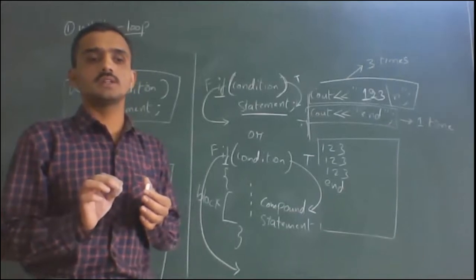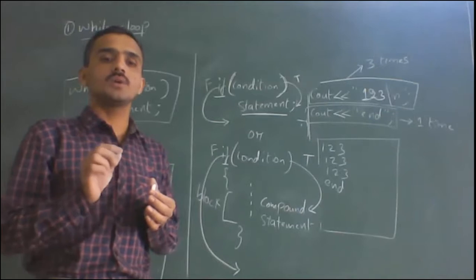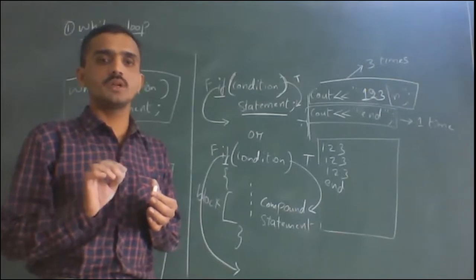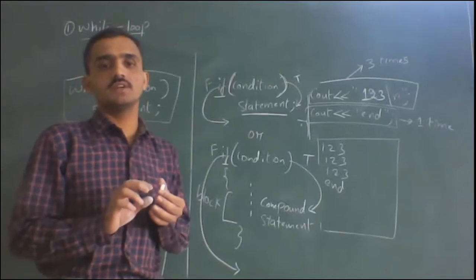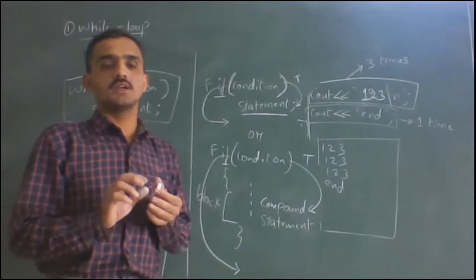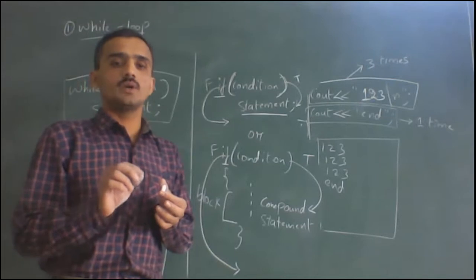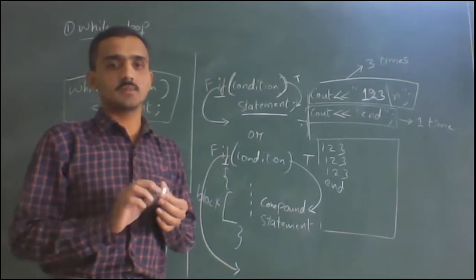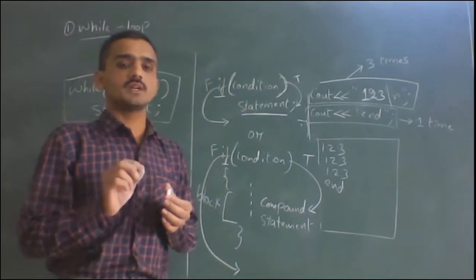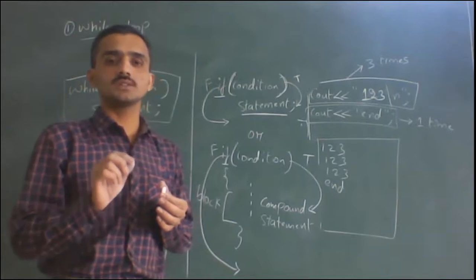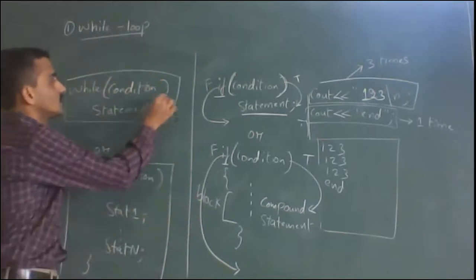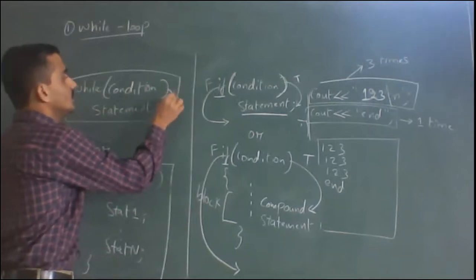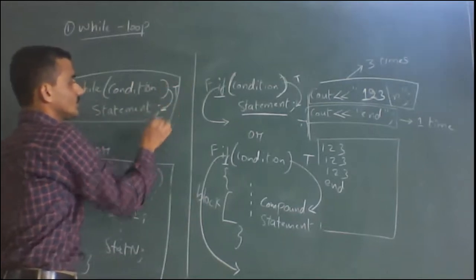Wherever you write the condition, the statements immediately following the condition are executed only if the condition is true. So this applies to all these things: if, nested if, if else, while loop, do while loop, for loop. For all of these it is applied. Wherever you write the condition, the statements immediately following it are executed only when the condition is true. Here also, this statement is executed only when the condition is true.